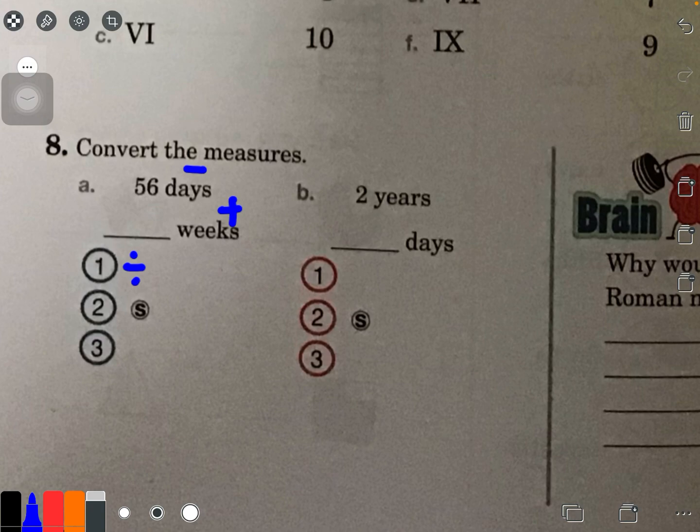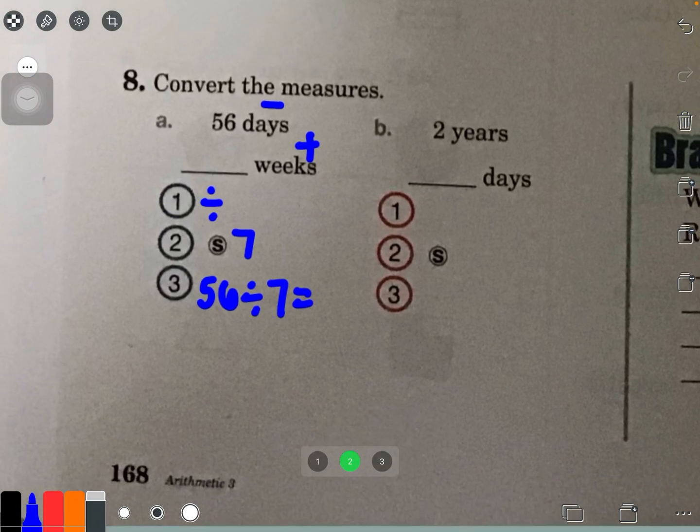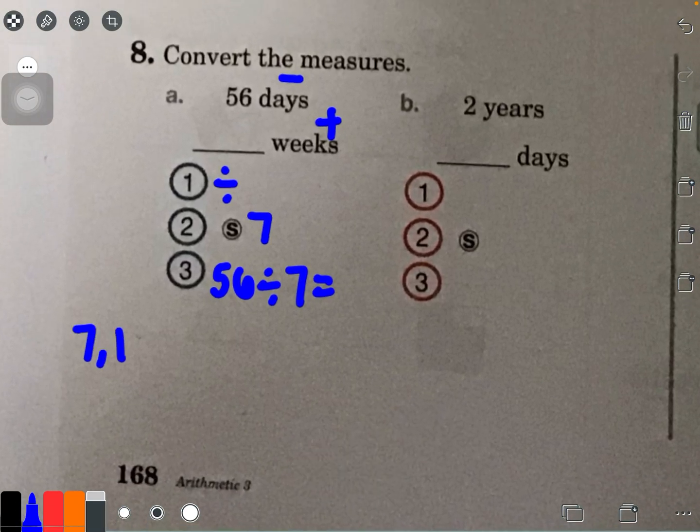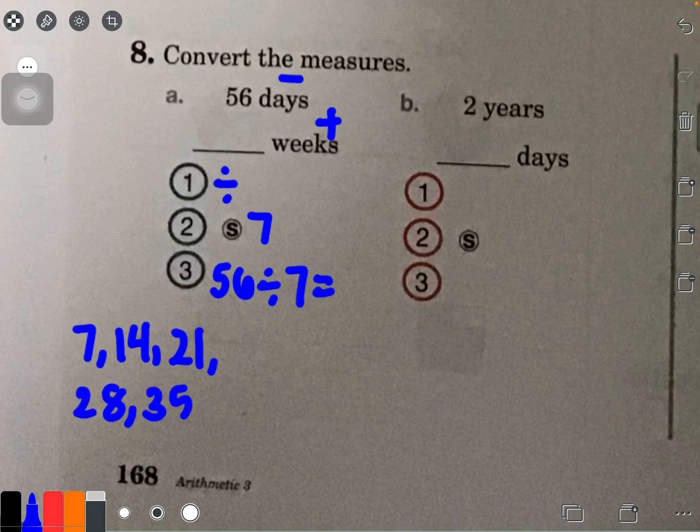Because it has to be 56 divided by what, right? So how many days are in a week? 7. So my special number will be 7. So here it's going to be 56 divided by 7. Now I hope you didn't forget your 7 multiplication tables. If you did, that's all right. I'm going to review here with you. 7, 14, 21, 28, and 35, 42, and 49, 56, and 63.